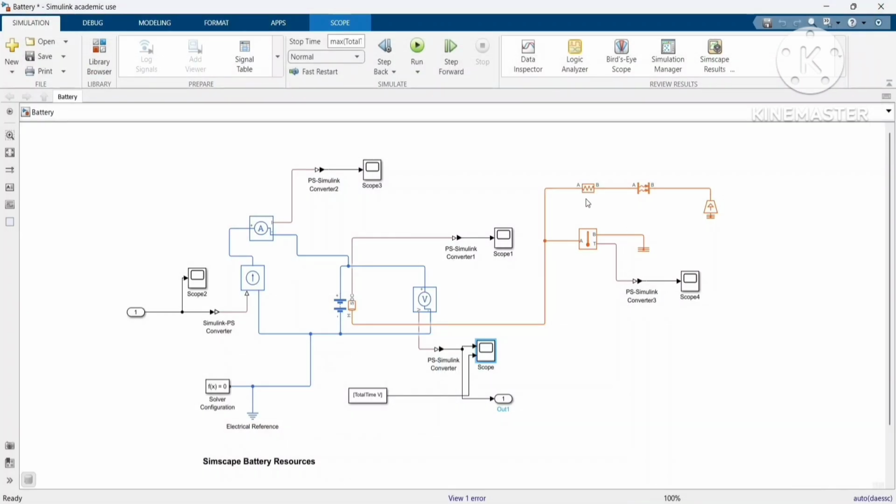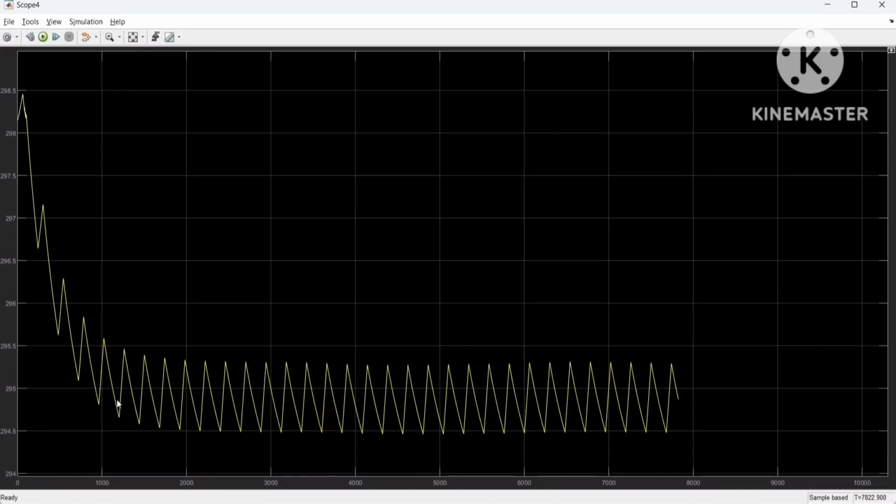I've also added the thermal modeling, which consists of thermal resistance and heat convective transfer blocks, and as we can see the result is like this, which totally makes sense because it's a pulse discharge and the temperature is rising and decreasing according to the current that we give to the model.